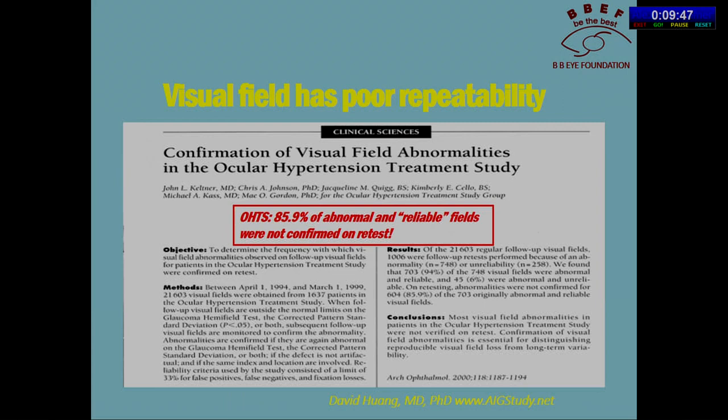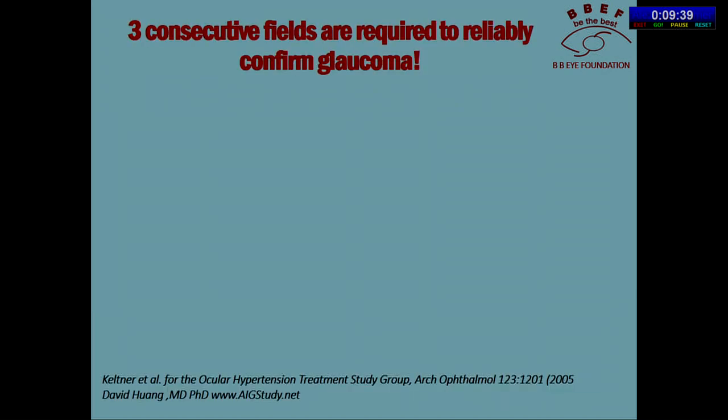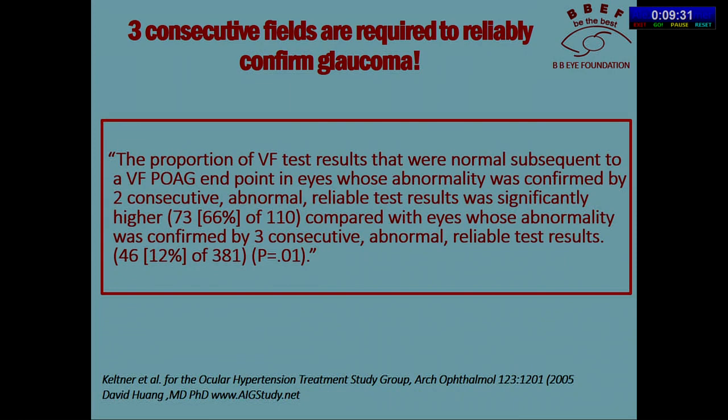As per the OAT study, it has been found that 86% of the abnormal and reliable fields were not confirmed on retest. We need at least 3 consecutive fields to get a reliable field. But again, the controversy is there. If we go for 2 consecutive tests of abnormal and reliable tests, it was found that 66% are there. And when I go to 3 consecutive tests, it is down to 12%. So there is a discrepancy between the number of tests and their results.